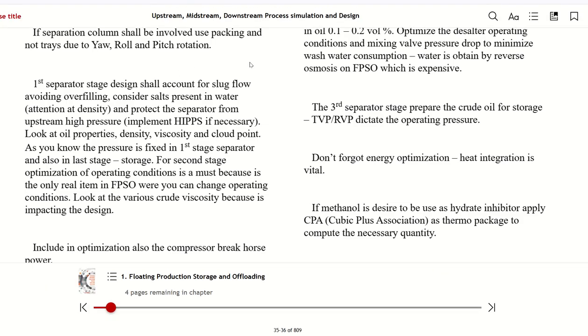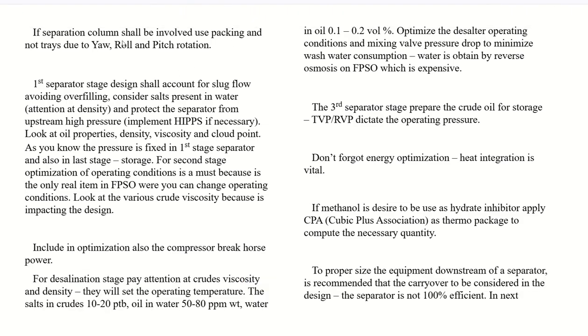They are saying that in the case of crude oil, use packing, don't use trays. And what else? The first separator stage design should account for slug flow, which I told you, like 50 to 100 cubic meters. Mostly, it should be the slug volume inside the separator. And look for oil properties: density, viscosity, and cloud point.